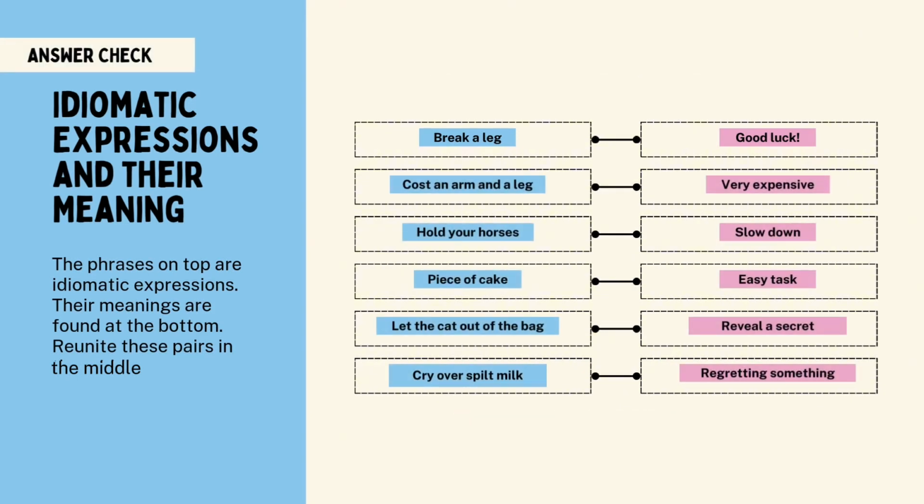Time is up again, guys. So, how did you do? First up, we have break a leg, which means good luck. Cost an arm and a leg definitely means very expensive. We have hold your horses, which means slow down. This is a piece of cake, which means it was very easy. Next, we have let the cat out of the bag, which means to basically spill your tea, baby. You let out that secret. And last, we have cry over spilled milk, which means we're regretting something.